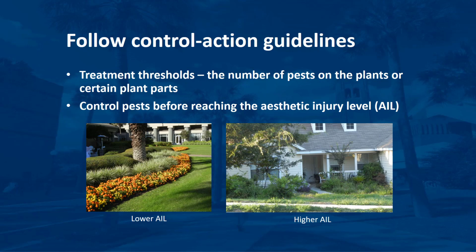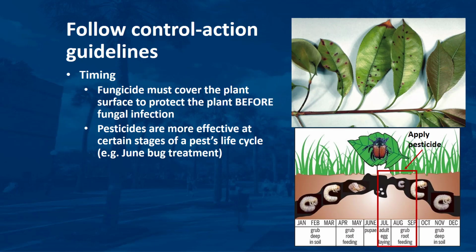Pesticides generally kill more pests faster than natural enemies, but natural enemies will suppress pests for the long term better than pesticides. Thresholds do not always indicate when the treatments are most effective. For example, a fungicide must cover the plant surface to protect the plant prior to fungal infection. Leaves that appear after treatment may not be protected from fungi. More fungicide applications may be necessary to protect the new growth. Certain stages of a pest's life cycle influence the effectiveness of pesticides.